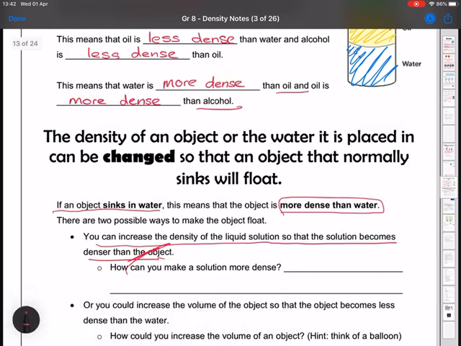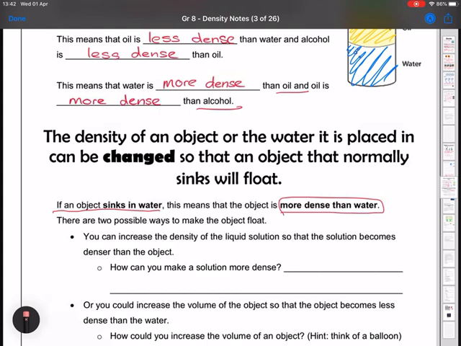That's not a very practical way of doing things though, but it's just an example that I gave you. If you added salt to water, then the salt water would be more dense than fresh water. And that's actually very true. The ocean has got a lot of salt dissolved in it, you know that. That water has got a higher density than fresh water that doesn't have any salt dissolved in it.